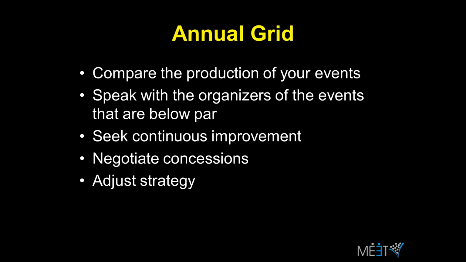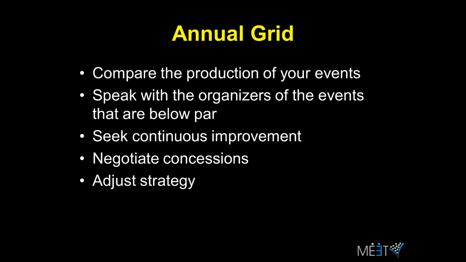So we want to look at the production of our events, and this information really becomes valuable in a bunch of ways. Number one is we can certainly adjust what we do at each event based on this learning, and it should be, again, evolutionary in terms of how each event produces. And we want to look for and develop continuous improvement in our execution.